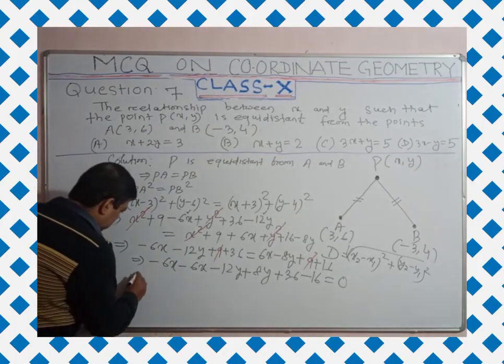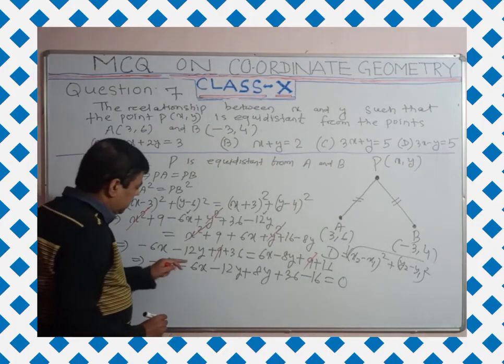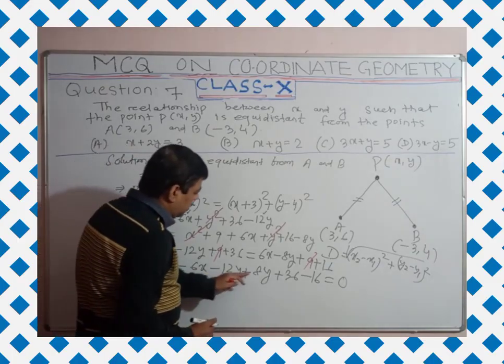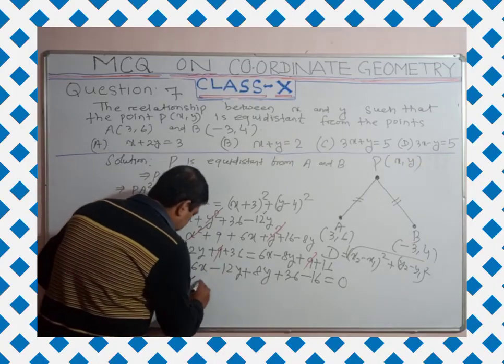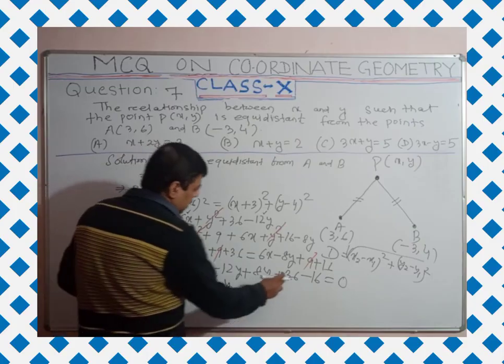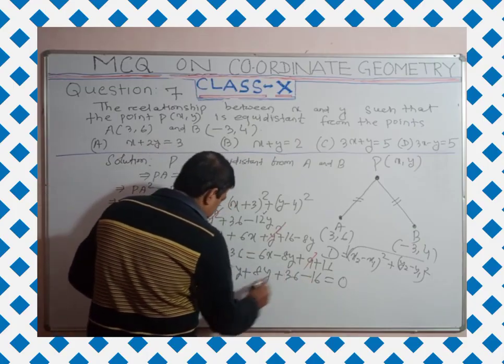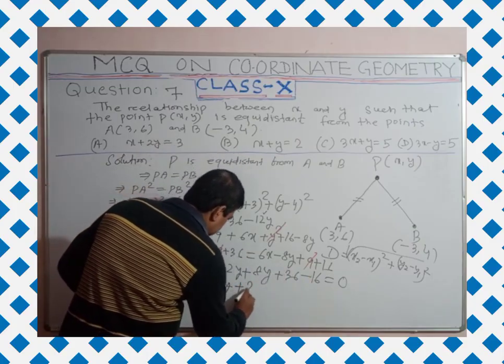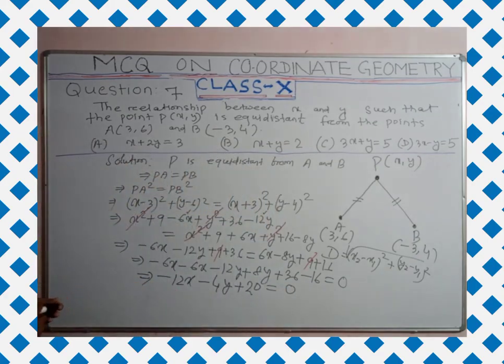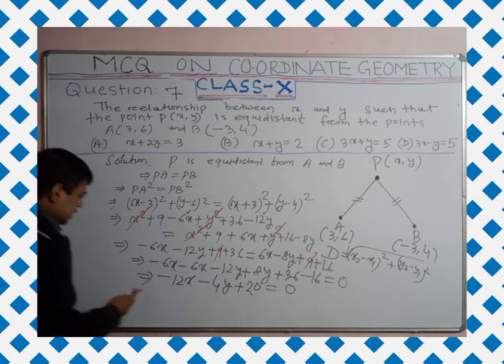Okay. So you see now, minus 6x minus 6x is minus 12x. Minus 12y plus 8y will be minus 12 plus 8, which is minus 4y. Okay, 36 minus 16 will be 20. Yes or no? Equal to 0. Understand? Yes? Okay, so that's simple.